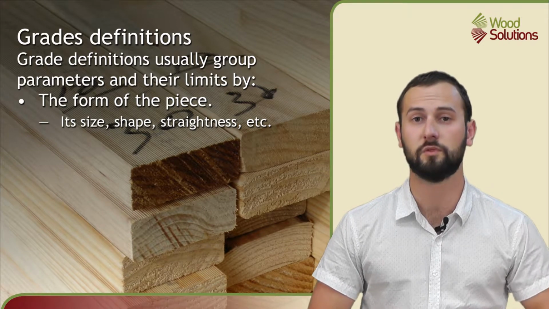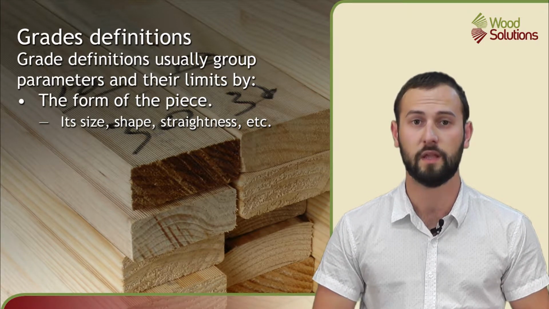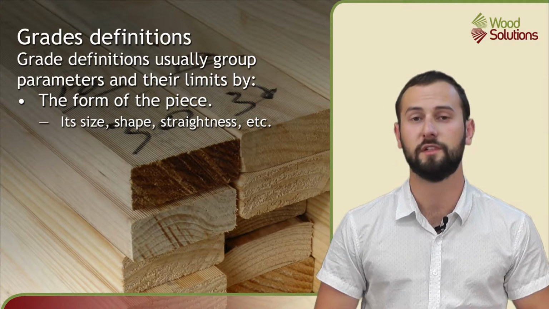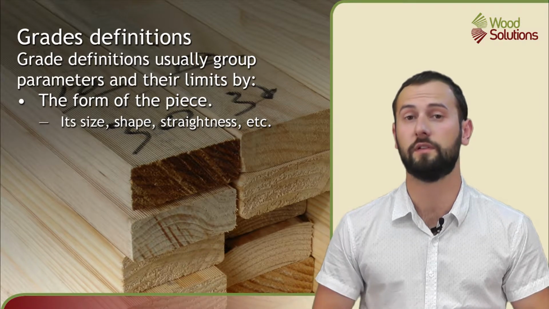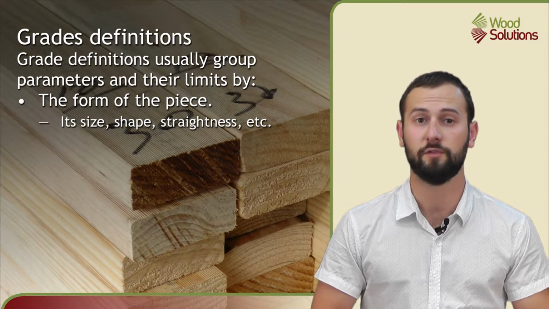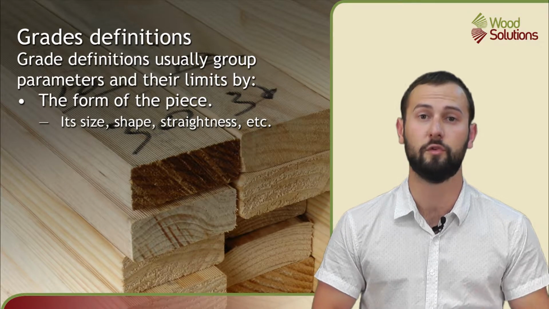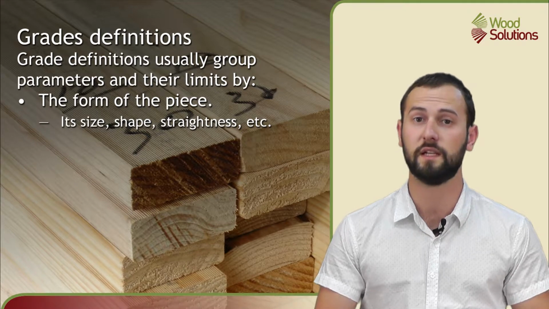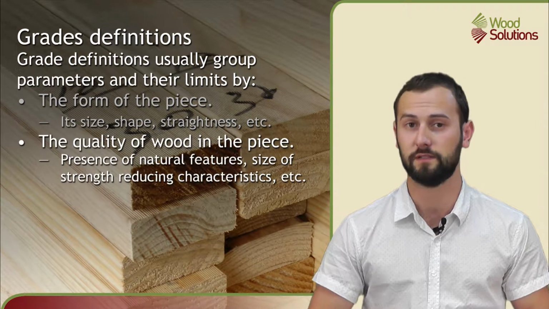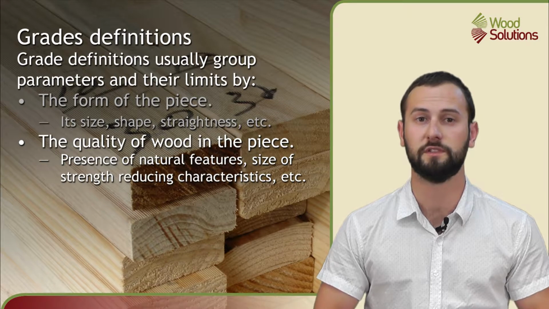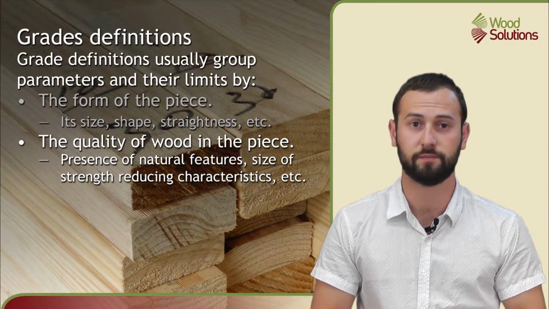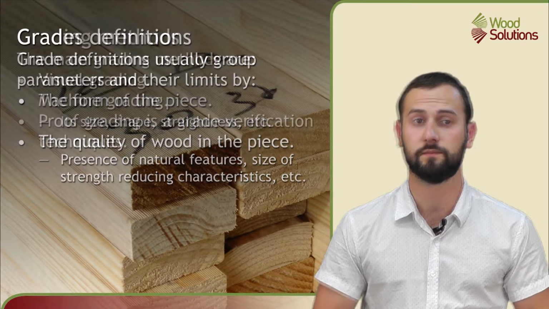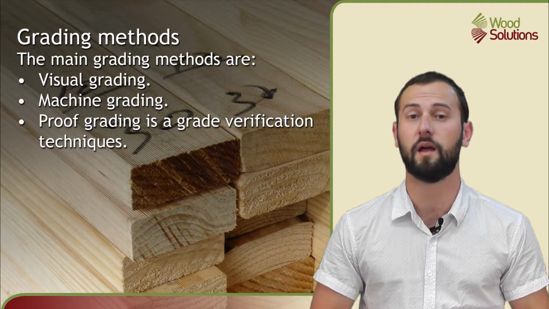There may be many items or criteria in a grade definition, and each usually has some limit or acceptable boundary. Grade definitions usually bundle their criteria and criteria limits into two groups. The first of these includes criteria that deal with the form of the piece, its size, shape, straightness, and similar characteristics. The second group deals with the quality of the wood in the piece. This can include aspects of its appearance and presence of natural features, or its structural capacity and size of strength-reducing characteristics.